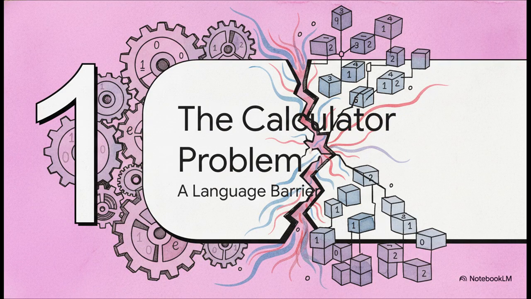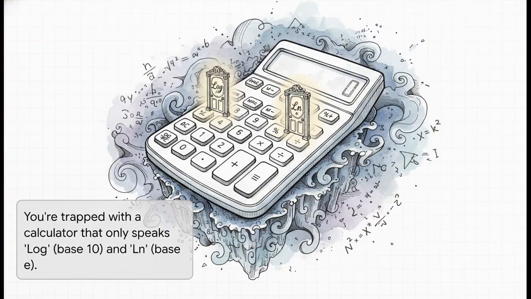Well, that's it exactly. It's basically a language barrier. Your calculator is totally fluent in base 10 and base e. But the problem in front of you, it's speaking in base 3. And without some kind of translator, they just can't talk to each other. And let's be real, this is how most scientific calculators are set up. You're kind of stuck with these two default languages.